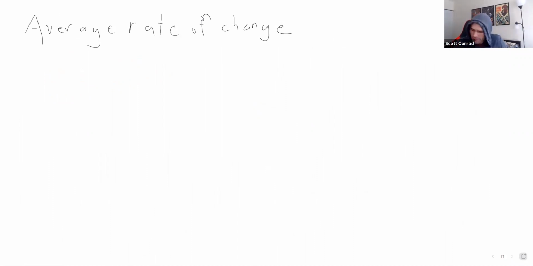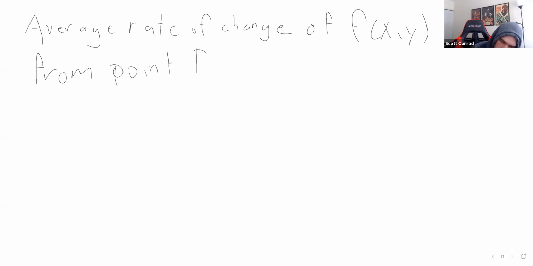So we can talk about the average rate of change. So we can pick two points on our graph, and we can look at the average rate of change between those two points of our function. Sorry, let me say the average rate of change of a function f from, say, a point P to another point Q.